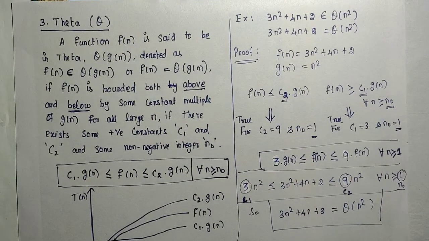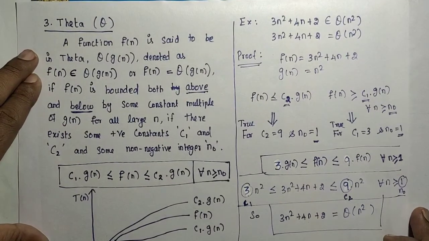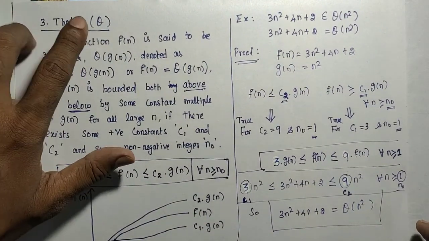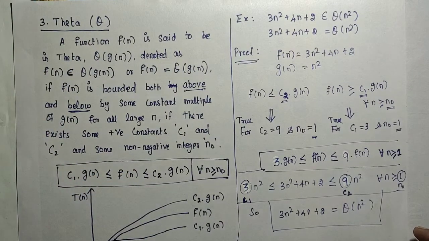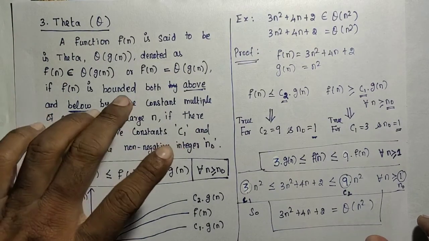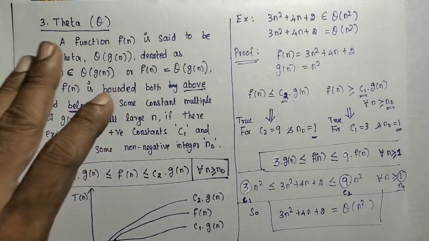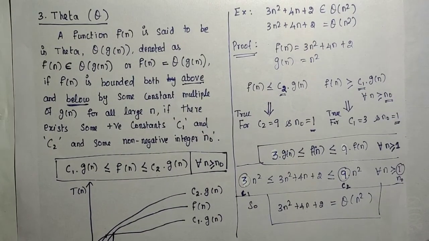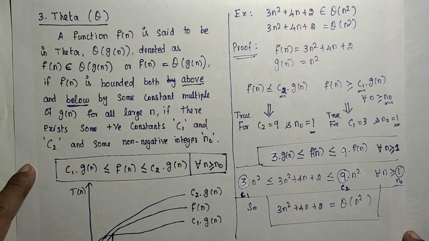So simply remember, if you want to prove a function belongs to theta of some other function, I need to prove that the function belongs to that big O as well as the big omega of that function. If a function belongs to both, then by default it belongs to big theta of that function. Okay, so these are the three asymptotic bound notations.